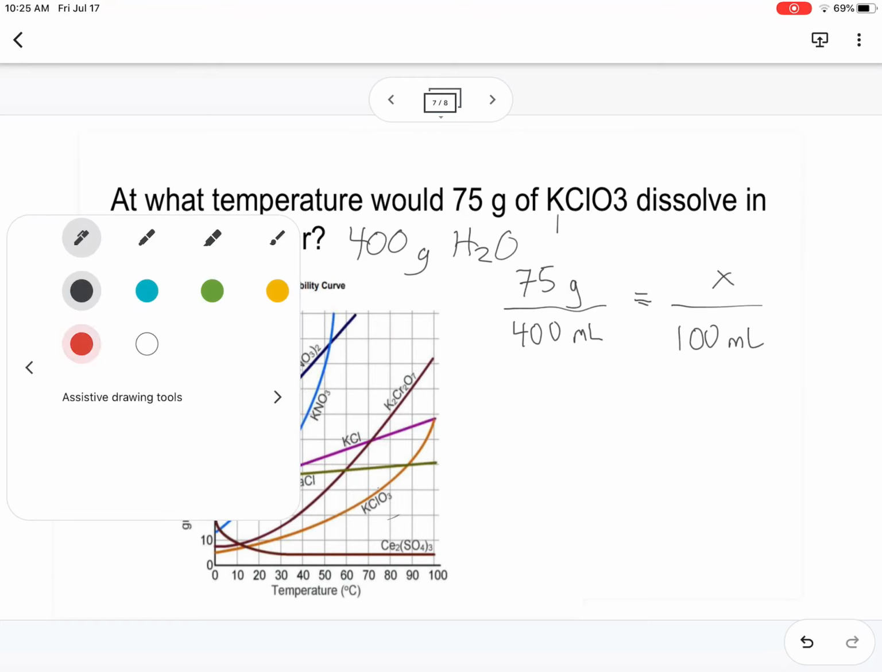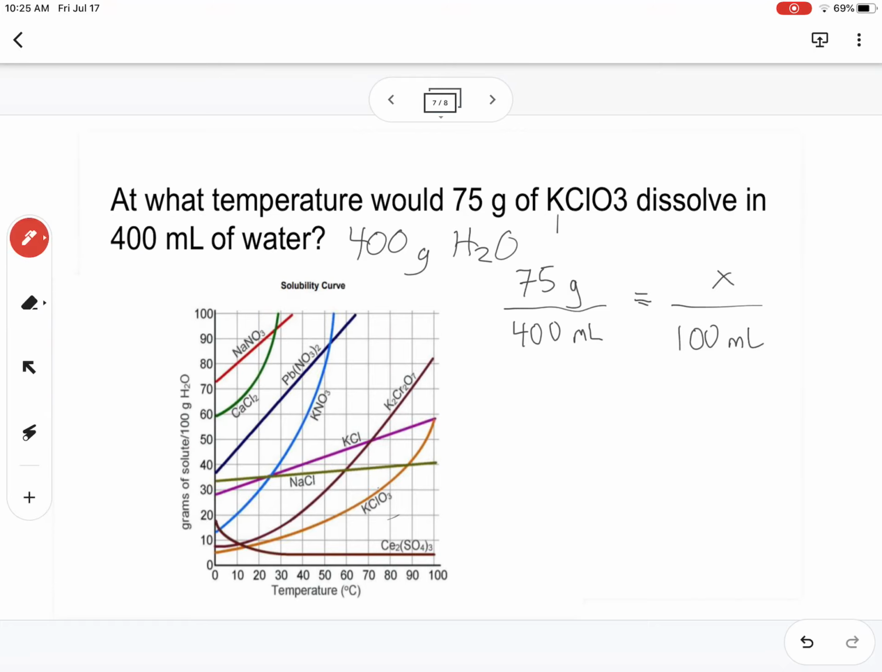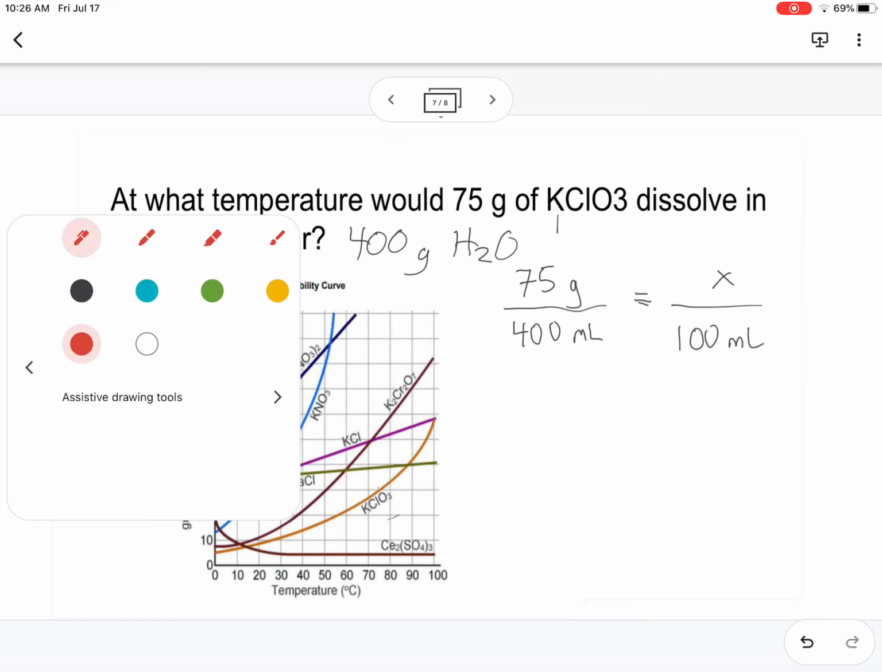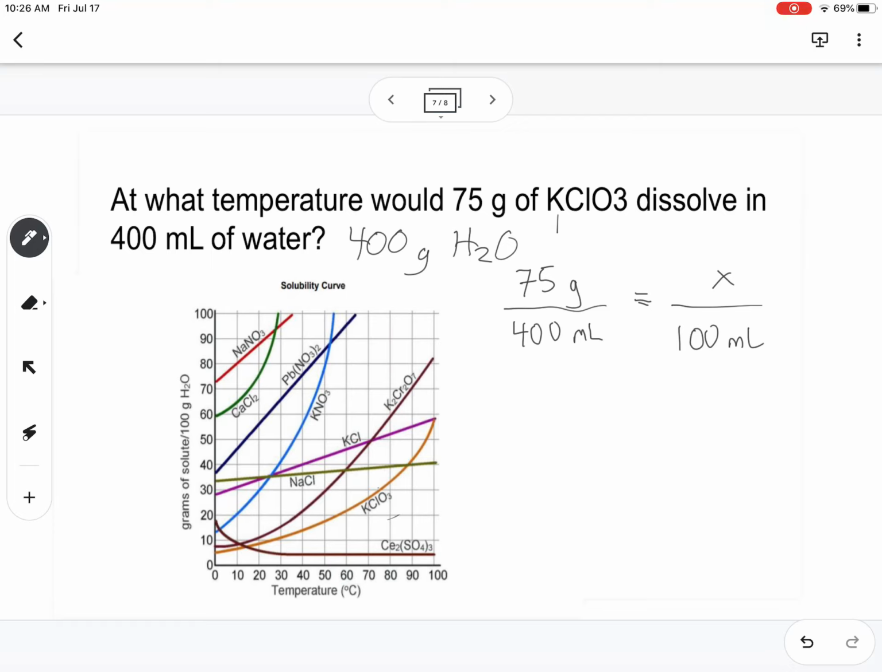Because on the right side we have a proportion where we have 75 grams per 400 milliliters, this ratio of numerator to denominator of 75 grams per 400 milliliters is equal to the ratio of numerator to denominator on the other side of the equation, x to 100, because equals means the same as. So now we want to solve for our unknown.